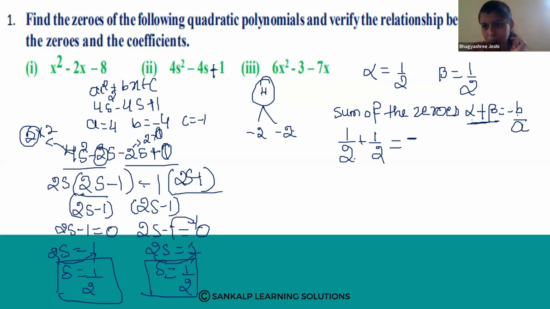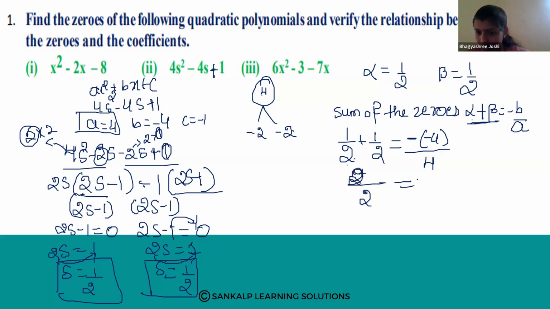Next, observe the value of b. Value of b is minus 4. Okay, minus 4 divided by a value is 4, right? So a value is 4 here. Okay, now 2 plus 2. Denominator is same, means no need to take LCM. 2 only. 1 plus 1, it is 2. Okay, directly I will write 2. Next, minus into minus, plus. Plus 4 divided by 4. 2 ones are 2, 4 ones are 4, right? So 1 is equal to 1.